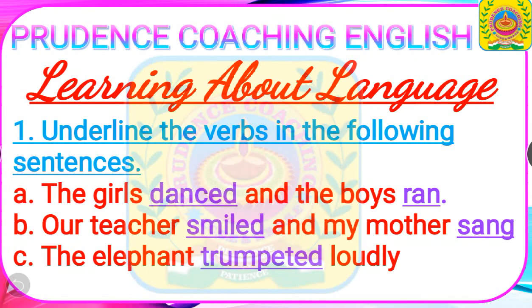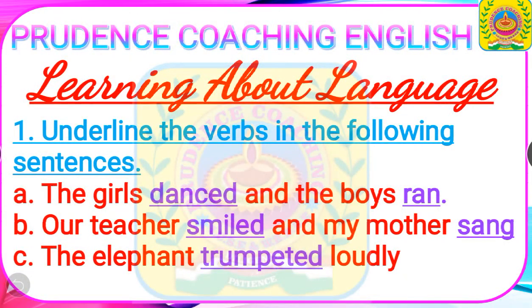doing in a sentence. So here number 1, the girls danced and the boys ran. So here the action words or the verbs in the sentence are danced and ran. Number B, our teacher smiled and my mother sang. Here, smiled and sang are the verbs. Number C, the elephant trumpeted loudly. So here, trumpeted is the verb.